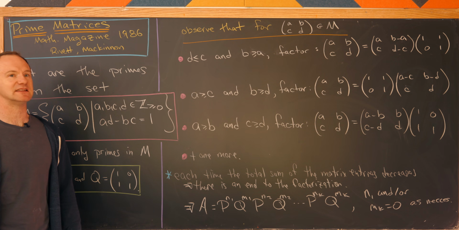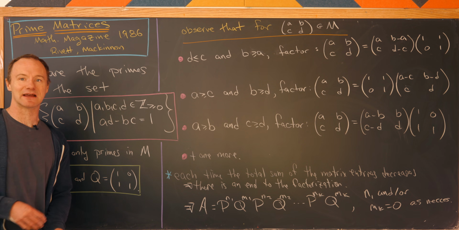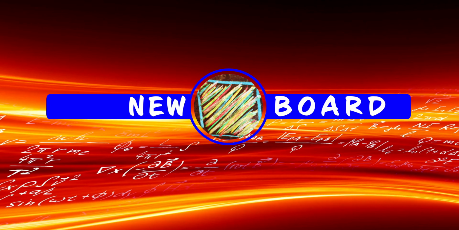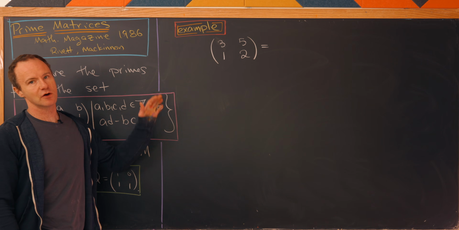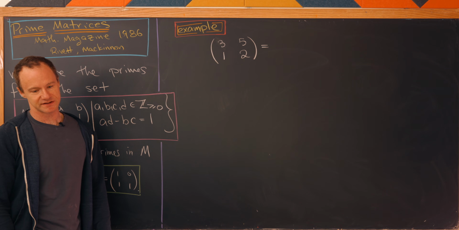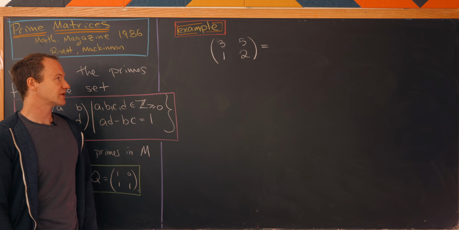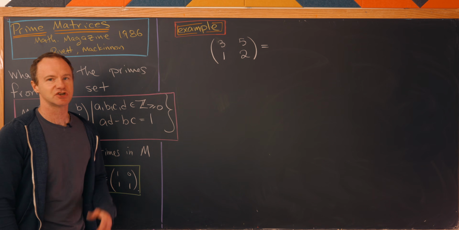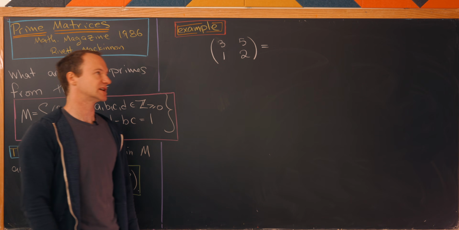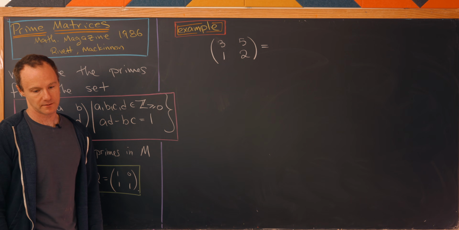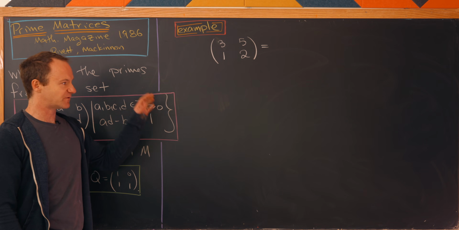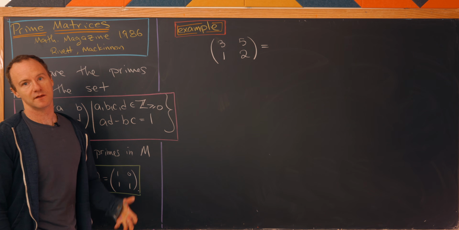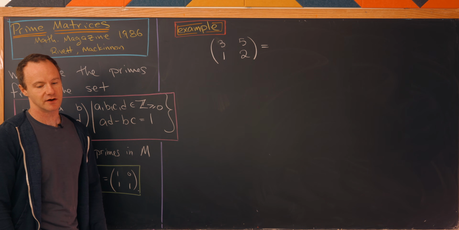Okay, so now that we've seen that, let's look at an example factorization. So let's finish this video with the following example factorization. So we've got the matrix 3, 5, 1, 2. Notice this has determinant 1 because 3 times 2 is 6, minus 5 is 1. So we've got those factorization rules on the last board, and we'll apply those.